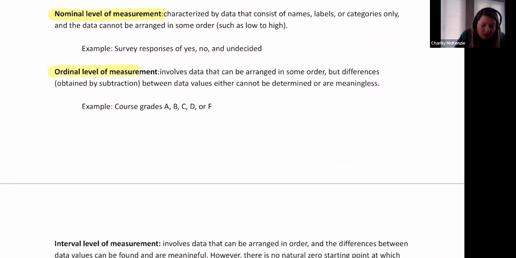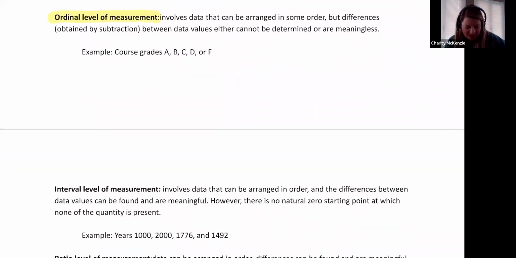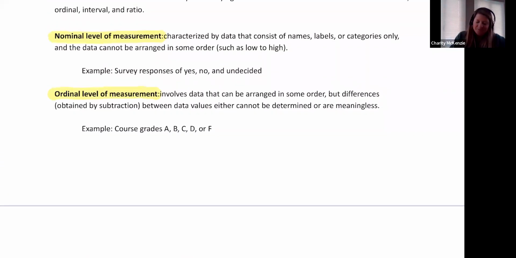Ordinal is similar. Okay, so ordinal is also going to be qualitative data or category data, but you can find meaning between them. So I was saying like 1 to 5, ranking something, but it involves data that can be arranged in some order, but differences obtained by subtraction can't be determined or are meaningless. So you could put them in an order. I keep wanting to use the 1 through 5, and I don't want to use that on this one, because you can subtract them and have meaning.